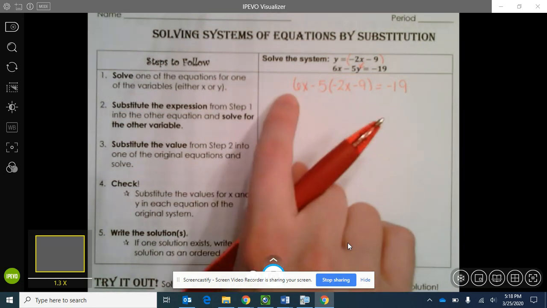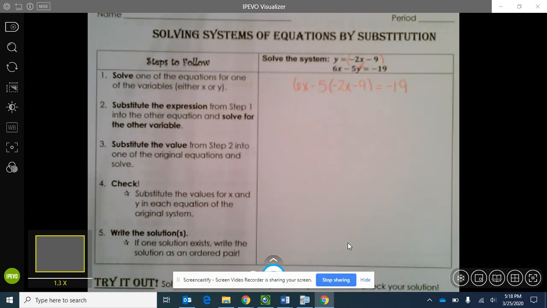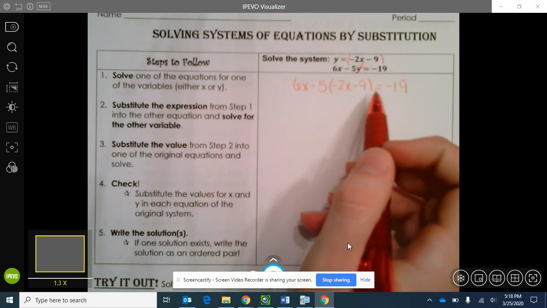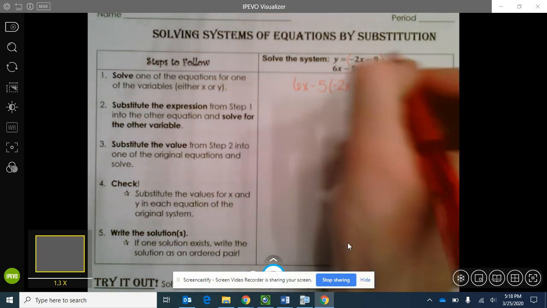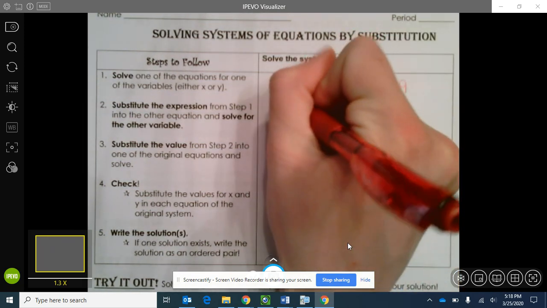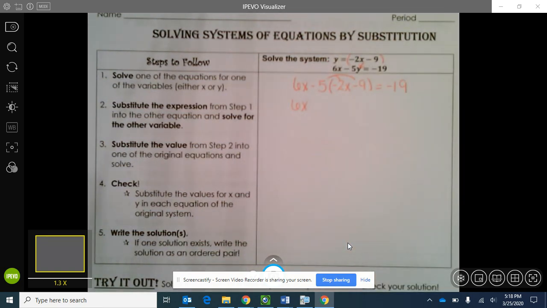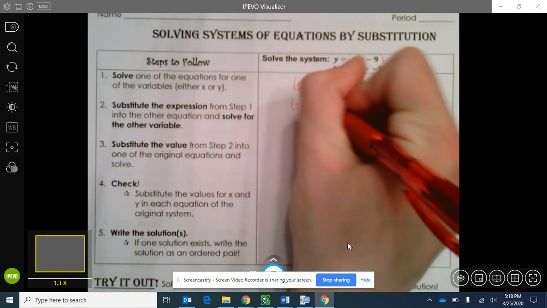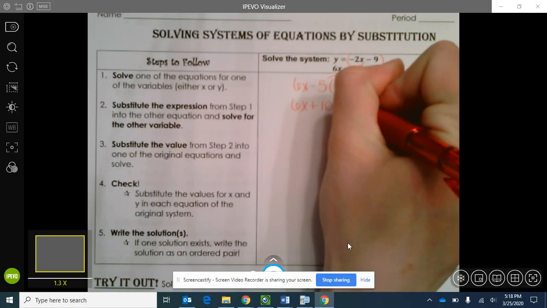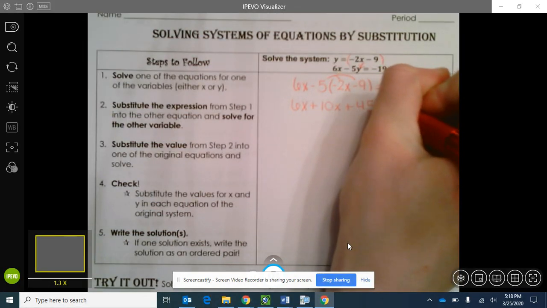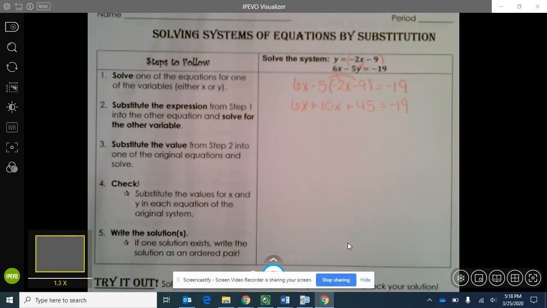So now you'll see that gives me an equation that doesn't have an x and a y. This equation only has the variable x. So now I can solve this equation for x. So I'm going to distribute. Make sure you're multiplying everything by negative 5. So you get a positive 10x plus 45 equals negative 19.